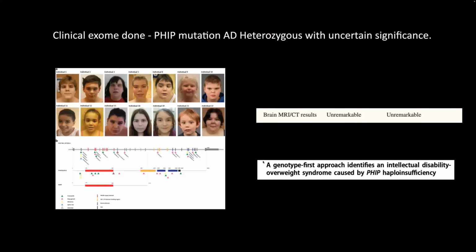Yes, the whole exome sequencing was done. And the whole exome sequencing was suggestive of PHIP mutations. Okay. So at least in literature, I found... Yeah, which was an autosomal dominant heterozygous variant, but it was a variant of unknown significance.